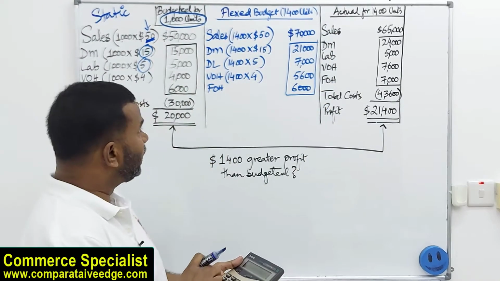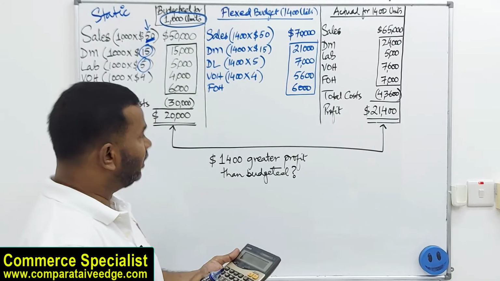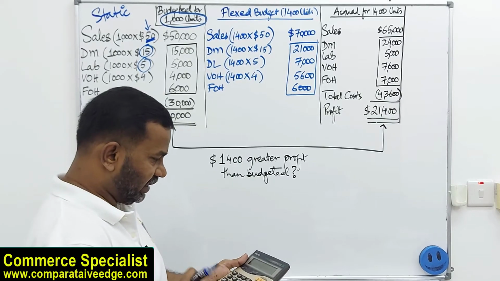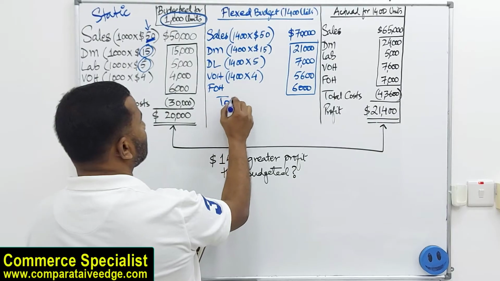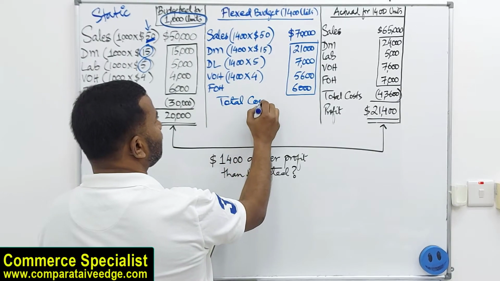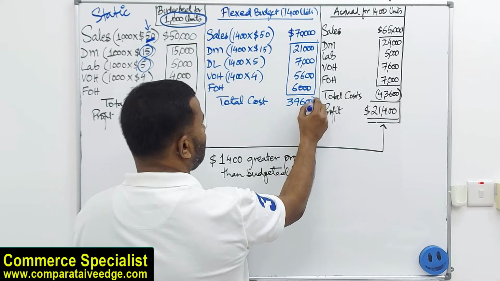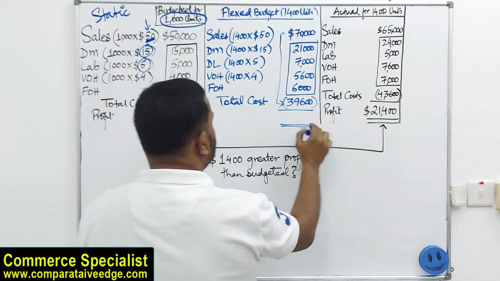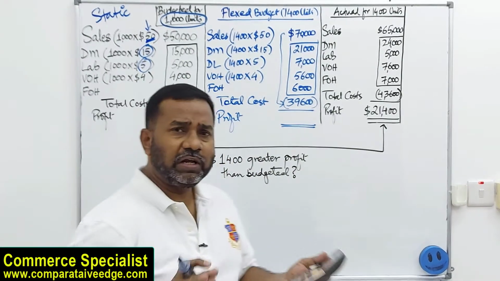So we got 21,000 as direct material, 7,000 as direct labor, 5,600 as variable production overhead and 6,000 as fixed production overhead. So the total cost, variable and fixed, comes to 39,600, and when I subtract it from the sales, this should have been my profit for 1400 units.